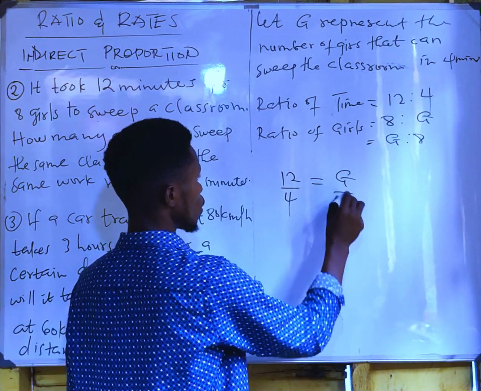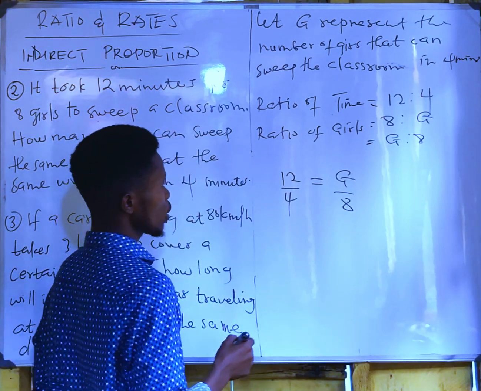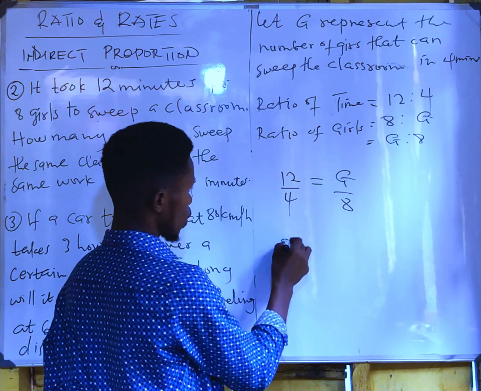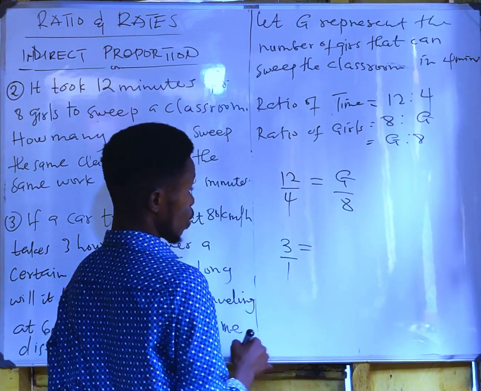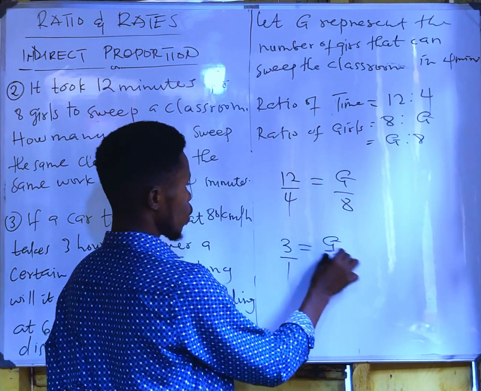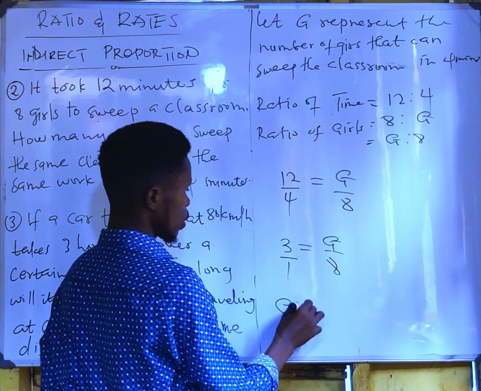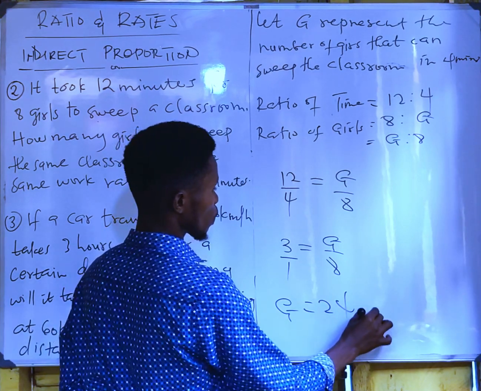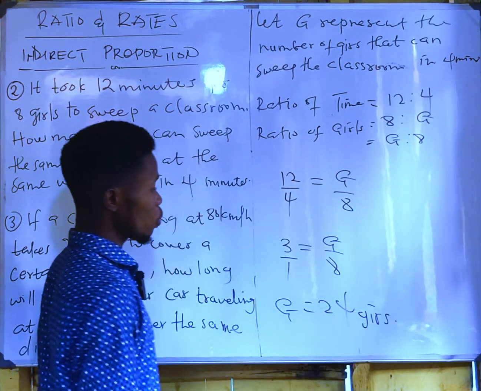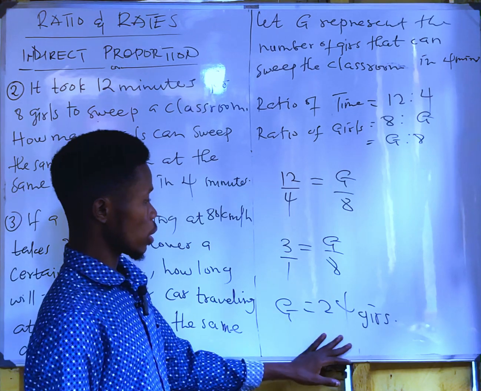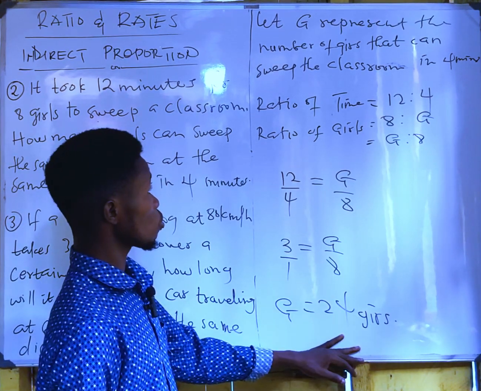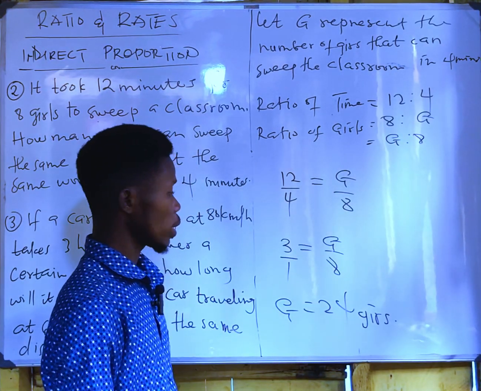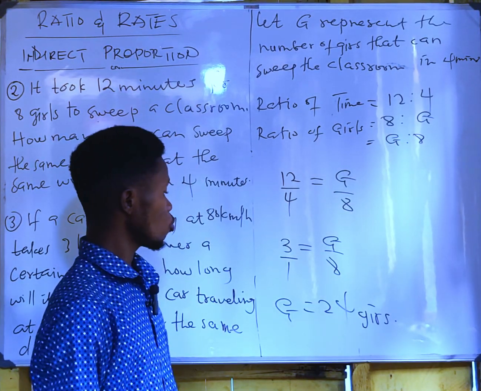Sorry, J over 8. So in this case, 4 going into 12 is 3 times, so that will be 3 over 1 equals J over 8. J times 1 is J. 8 times 3 is 24 girls, okay? So you conclude, therefore, we will need 24 girls to sweep the classroom in 4 minutes. So that is how we go about it.